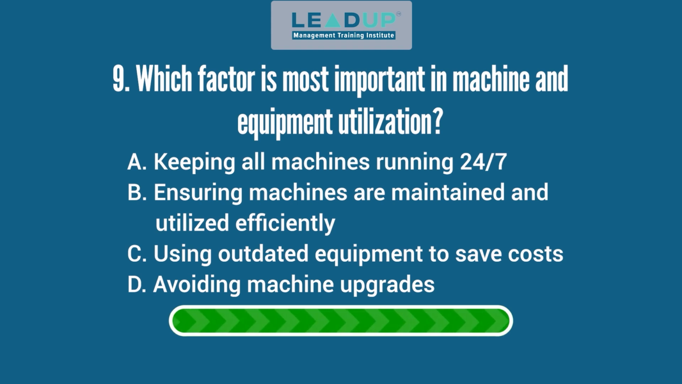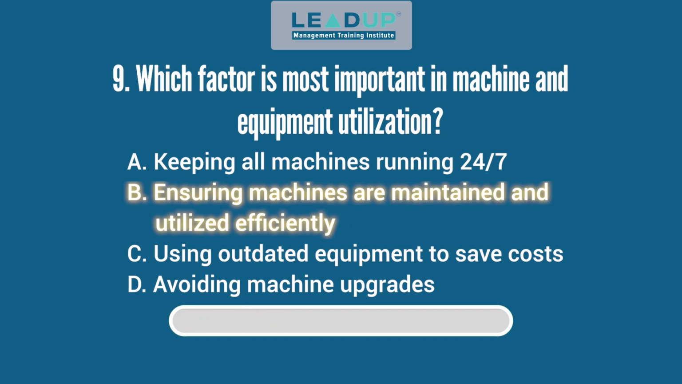Question 9. Which factor is most important in machine and equipment utilization? A. Keeping all machines running 24/7. B. Ensuring machines are maintained and utilized efficiently. C. Using outdated equipment to save costs. And D. Avoiding machine upgrades. The answer is ensuring machines are maintained and utilized efficiently.